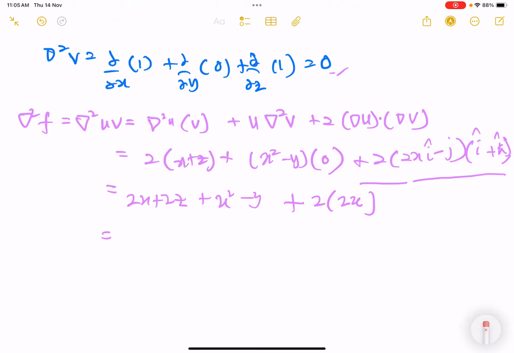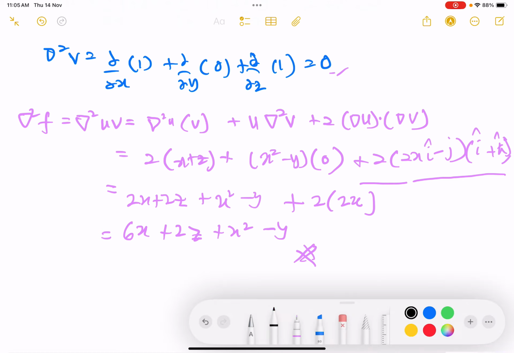So dot product, we can combine. Okay, so combination 4, 2, 4, 6. 6x. Okay, so 6x plus 2z, because in the dot product the rest will cancel out. 2z plus x squared minus y. Alright, so this is the final answer. I mean, much better.